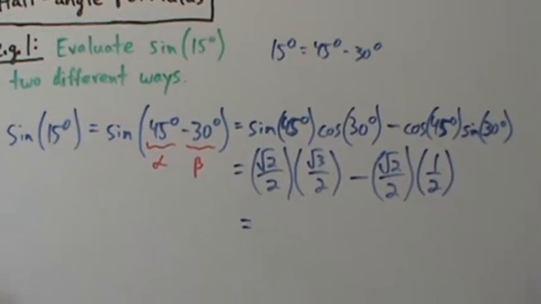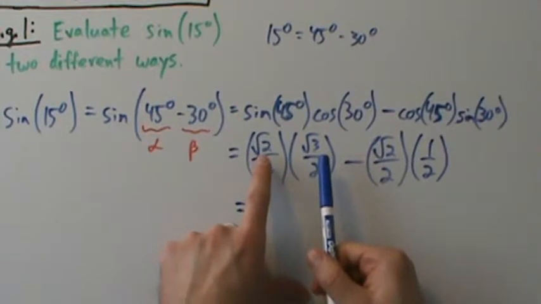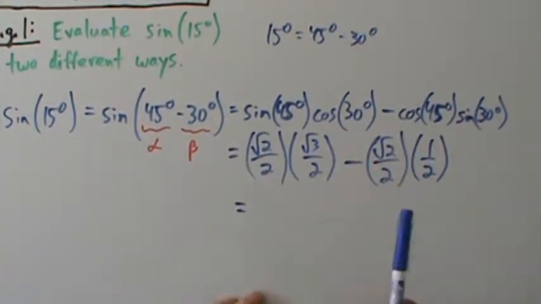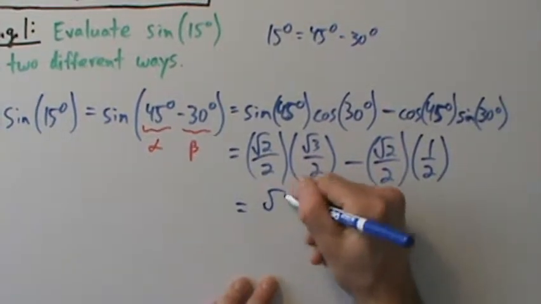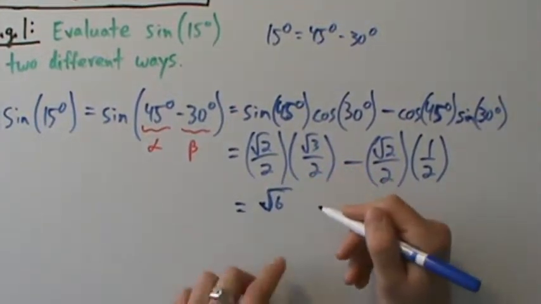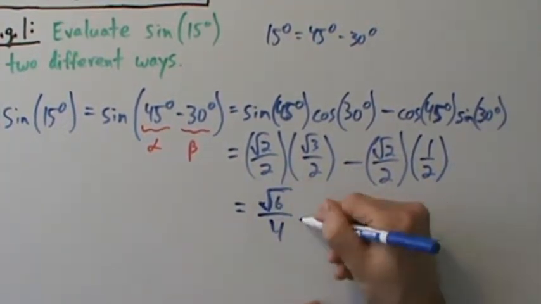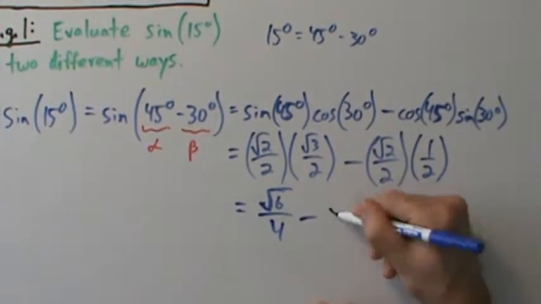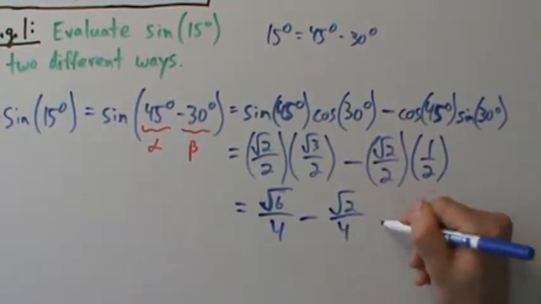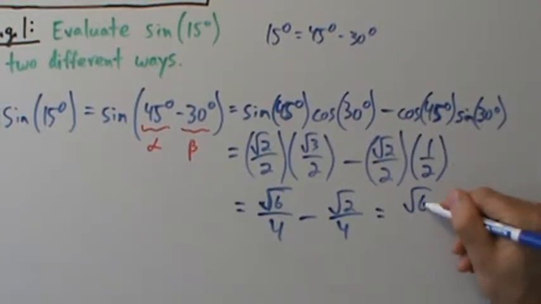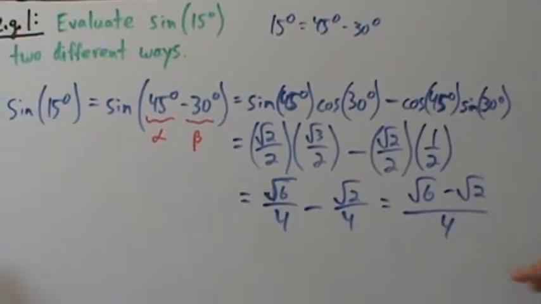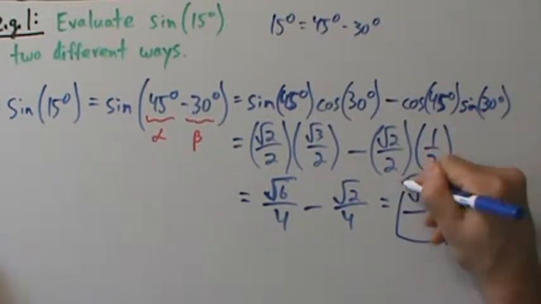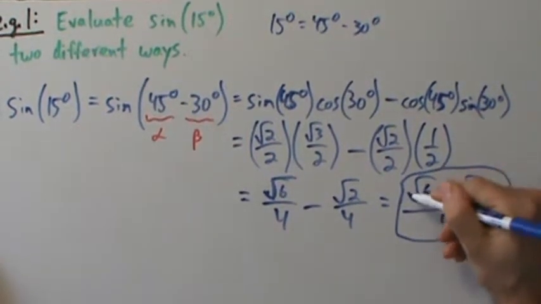Then simplifying everything, root 2 times root 3, we saw a lot of stuff like this before when we talked about the sum and difference formulas. Root 2 times root 3 is just root 6. So we have root 6 over 4. 2 times 2 is 4, and then minus root 2 times 1 is root 2. 2 times 2 is 4. So then what we have is just root 6 minus root 2, all divided by 4. So that's the answer one way, using the sum and difference formulas that we've used before.